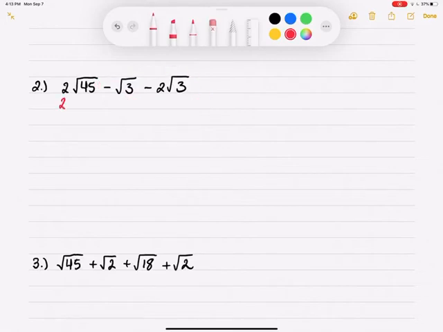So you have 2 square roots of 45, and then we're going to just combine this right here. So I have negative square root of 3 minus 2 square roots of 3. Negative 1 minus 2 is negative 3. So I have negative 3 square roots of 3. Remember, these guys don't change, you just bring them down. And all we're concerned about is adding negative 2 and negative 1.